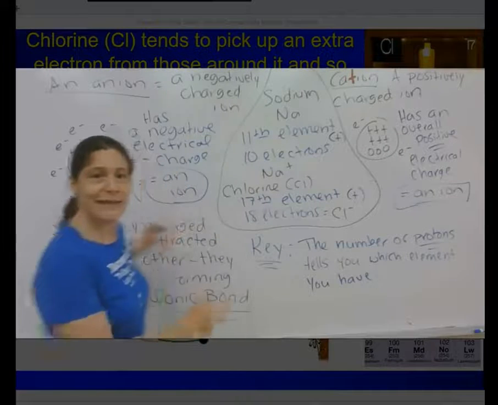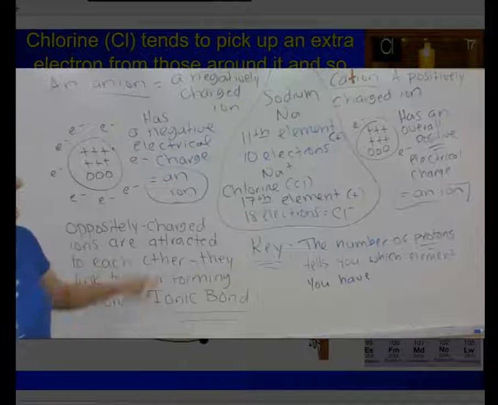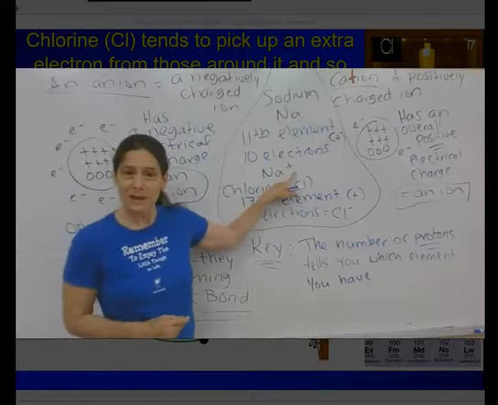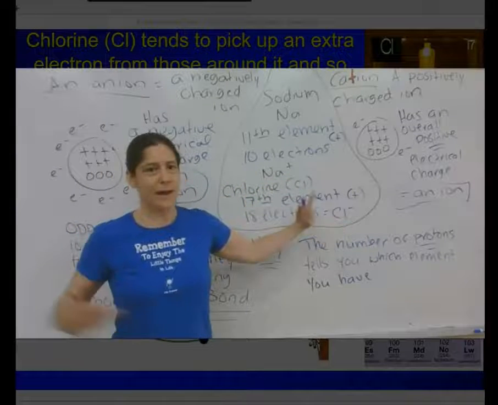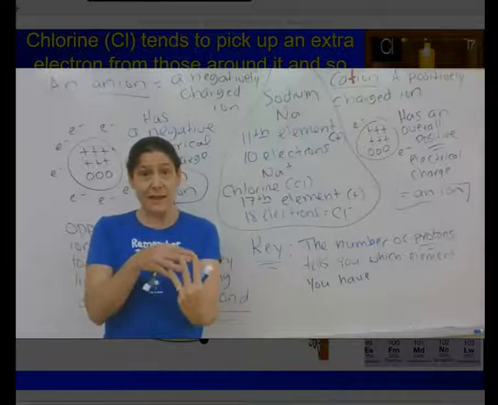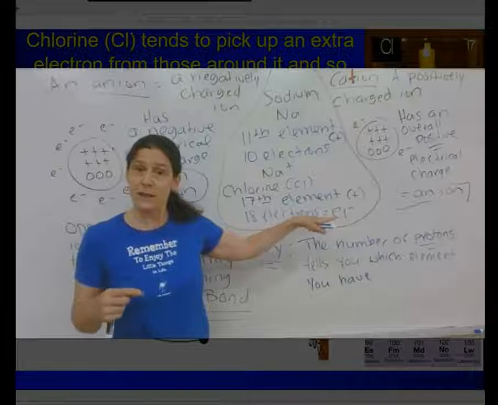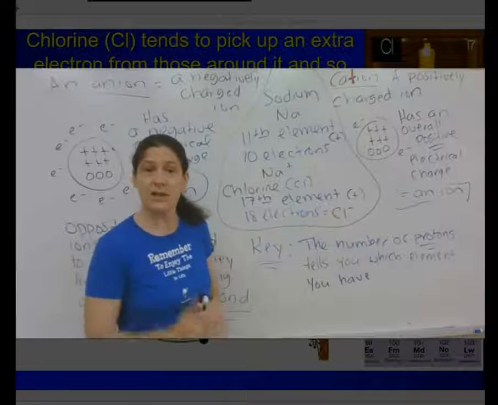And again, that's how it's working in the mineral creation world. This has one too much plus, that has one too much minus. If you put the two together, you get NaCl, which is electrically neutral. They're balancing each other out.